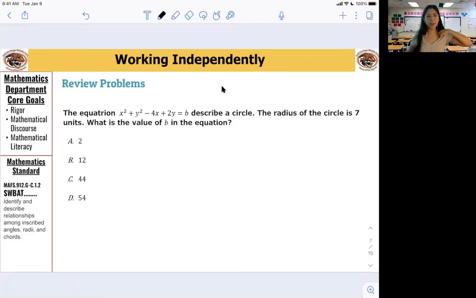I just realized there's a funny typo. That's equation, not equatrion.